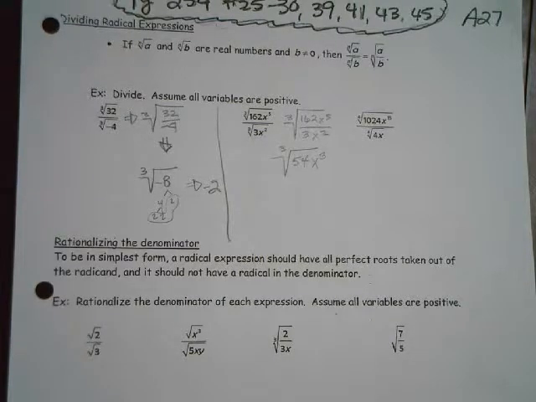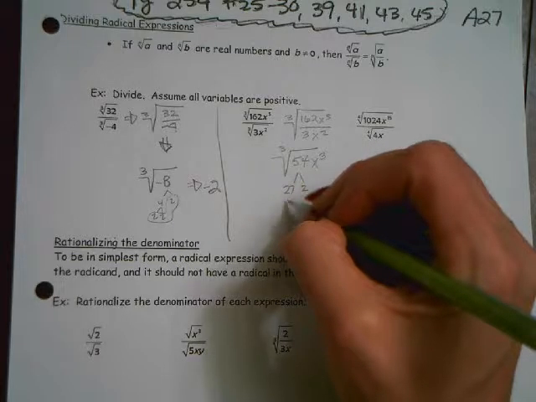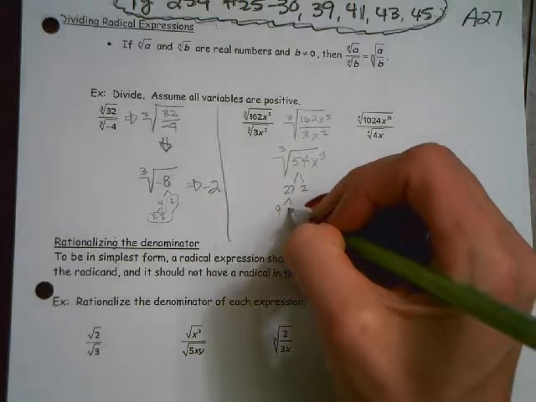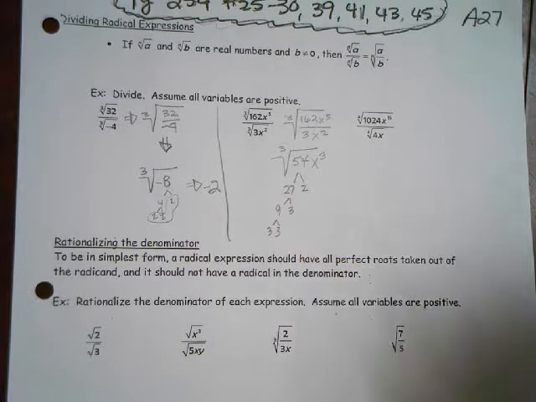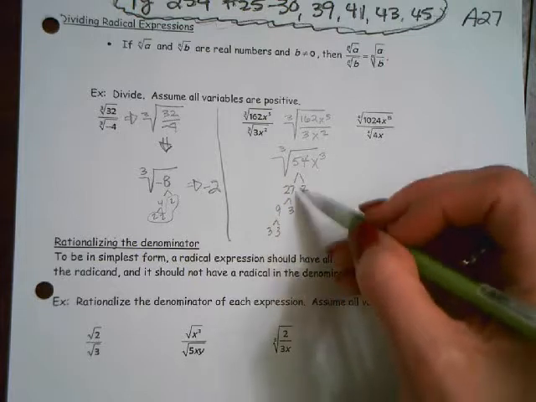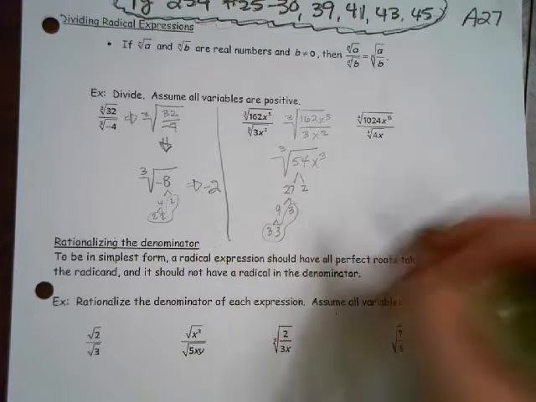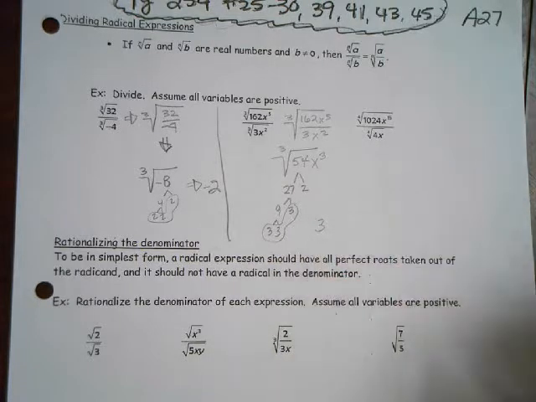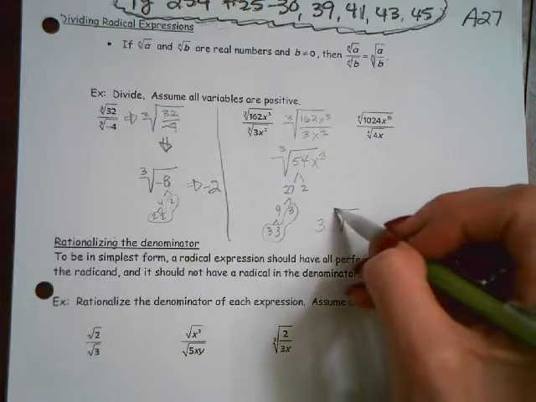So I would then say 54 can be broken down into 27 and 2. 27 is 9 and 3, and 9 is 3 and 3. So I'm taking the cube root, so it means I need 3 of a kind. I do. I have three 3's. So I can pull a 3 out. I'm left with the cube root of 2 underneath the radical sign.